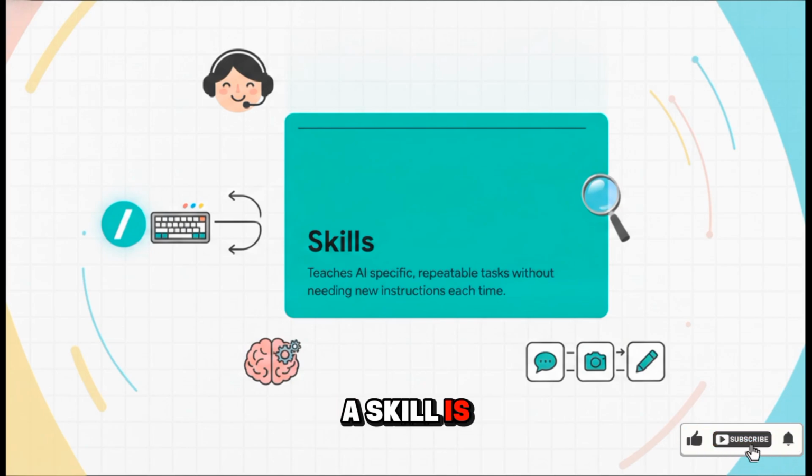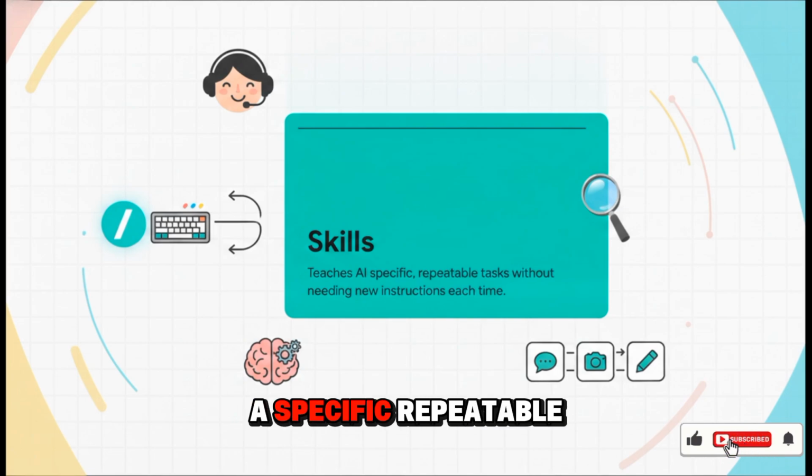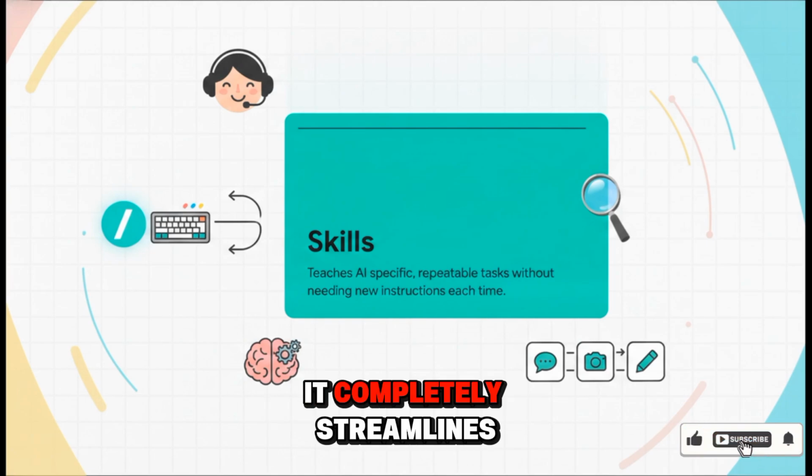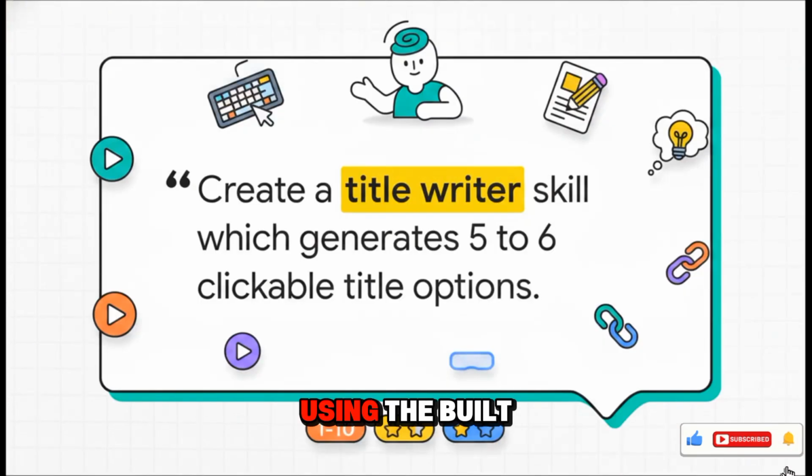A skill is basically a feature that teaches the AI how to do a specific, repeatable task without you needing to give it new instructions every time. You literally just type a / and you activate highly specific, pre-trained commands. It completely streamlines the whole interface. Using the built-in skill creator, you can just type a descriptive prompt to build these custom tools.